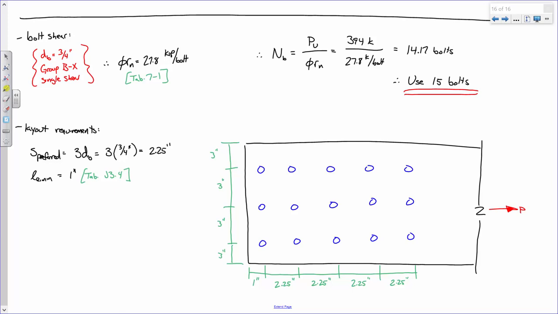Does everybody have this? Everybody got this? Okay. So what I'm going to say is continued, and I'm going to say remaining tasks. Do I have to go back and verify that this section has enough bolt shear capacity? I'd say no. I determined that I needed 14.17 bolts and I'm using 15. So I know it's got enough bolt shear capacity. I don't need to do that. But I do need to verify that it has bolt bearing capacity.